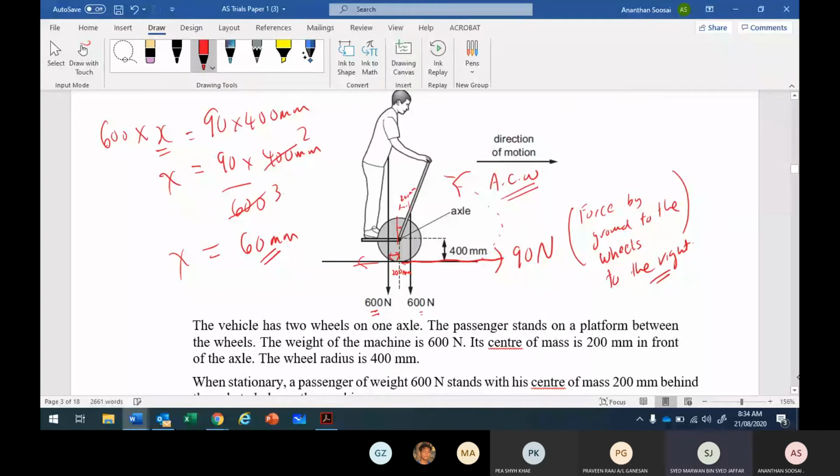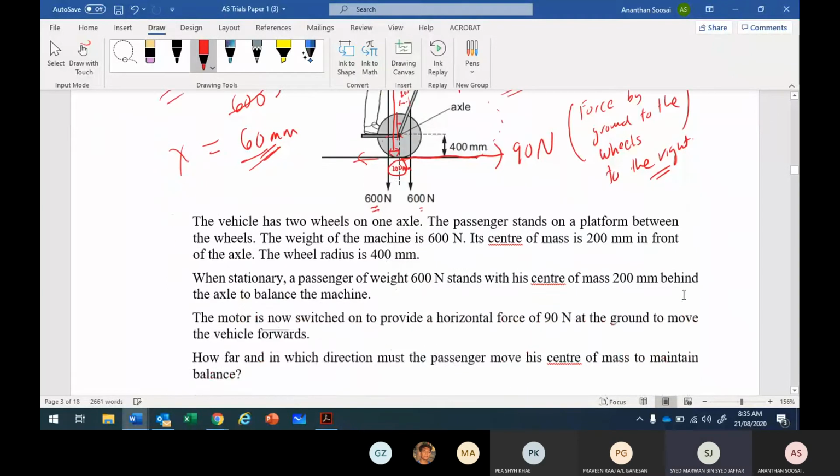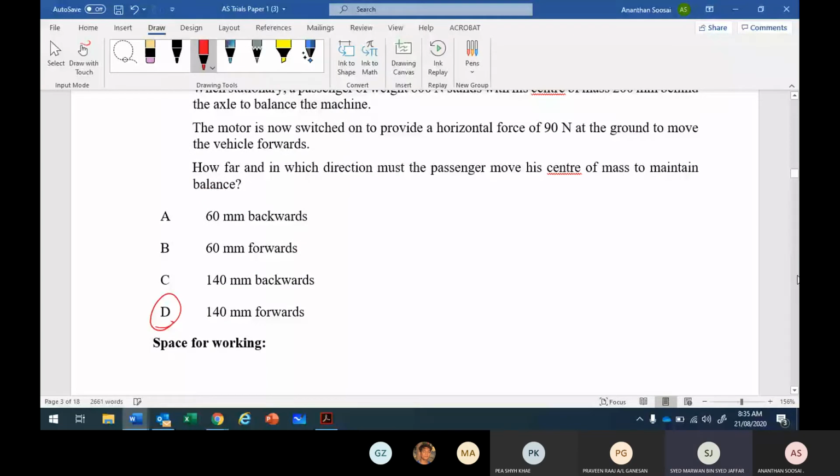The old distance was 200 mm for the weight. Now the weight needs to be relocated to a distance of x from the axle. So 600 times x. The x is actually the new position. The new position is found to be 60 mm from the axle. Originally it was 200, now it must go to 60, the new position. So how much do you need to move forward? You need to move forward 140 mm.